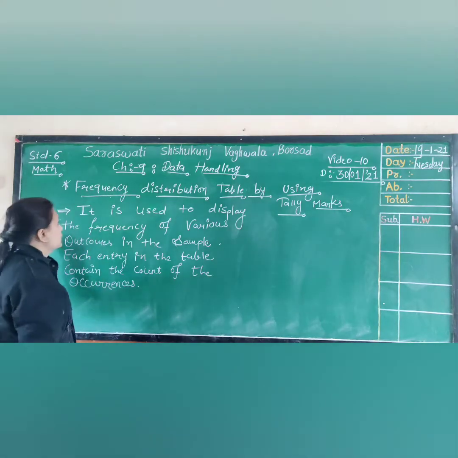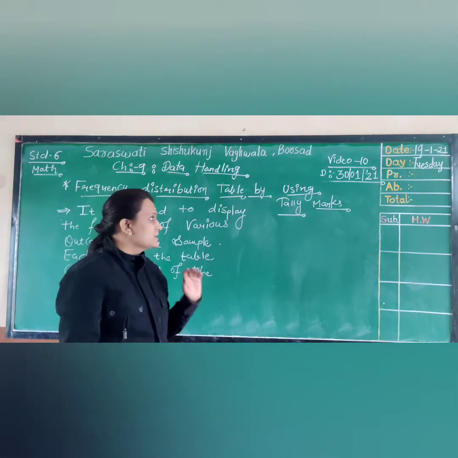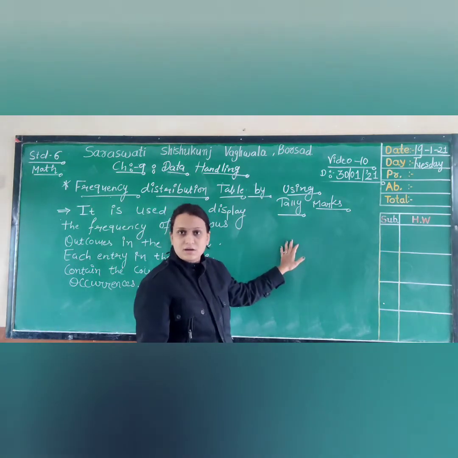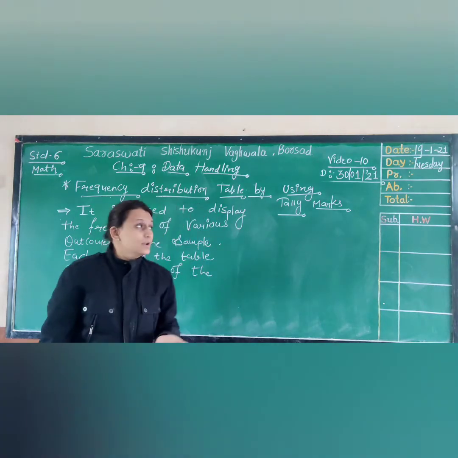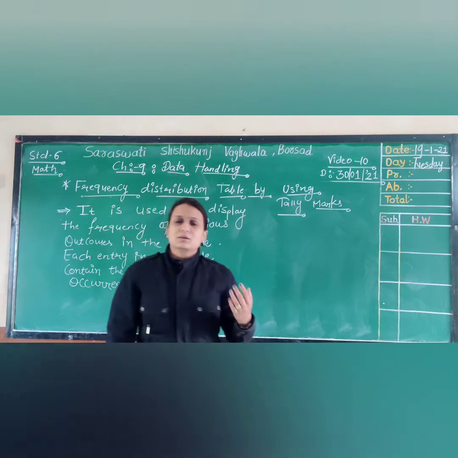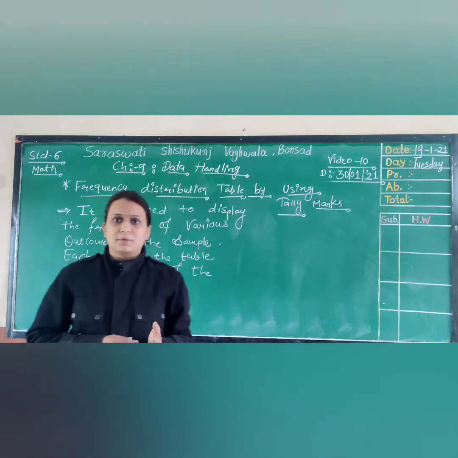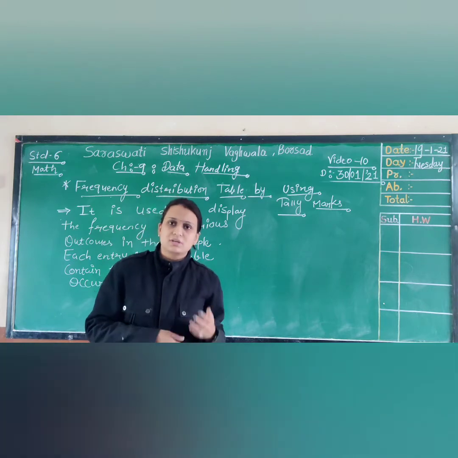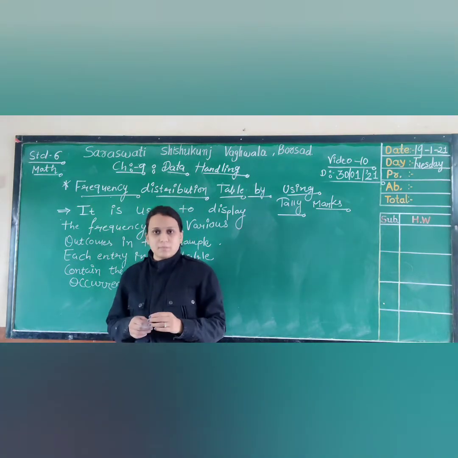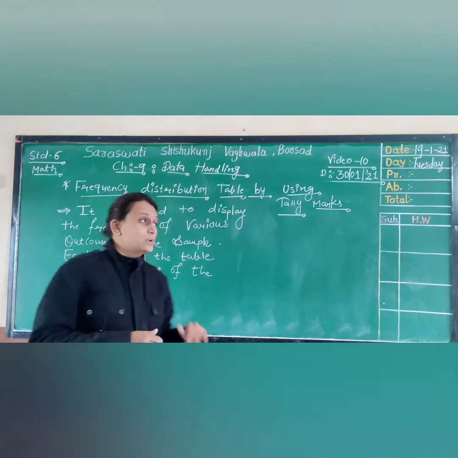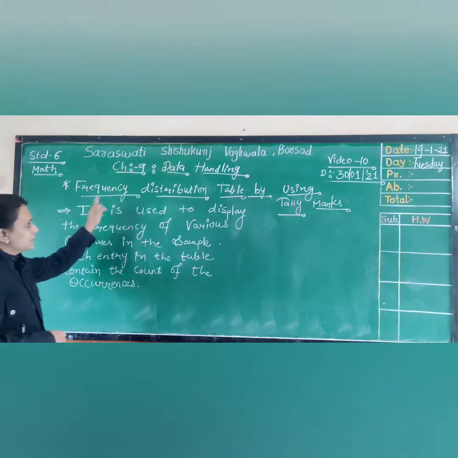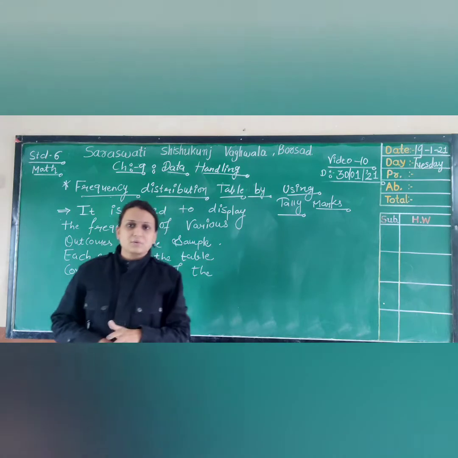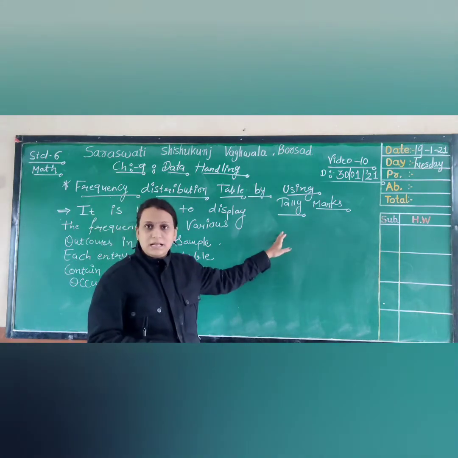So in this video, we are going to learn the basic understanding of frequency distribution table by using tally marks. In video number 9, we learned the basic introduction of the chapter: what is data handling, what is data, what is information, what is collection, and what are tally marks. Today we are going to learn how to draw a frequency distribution table by using tally marks.